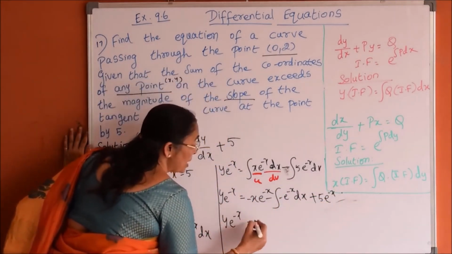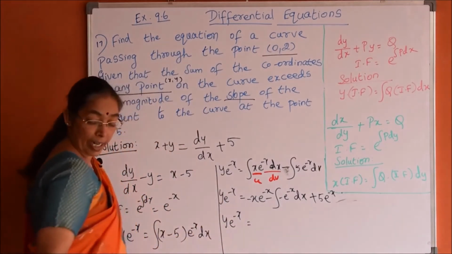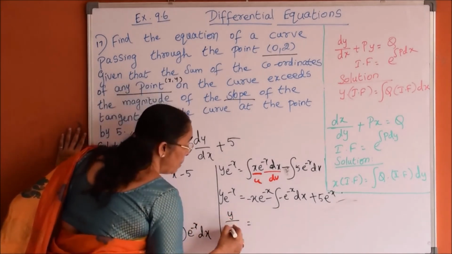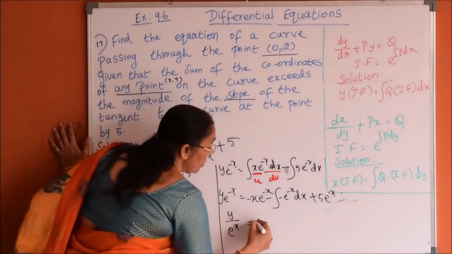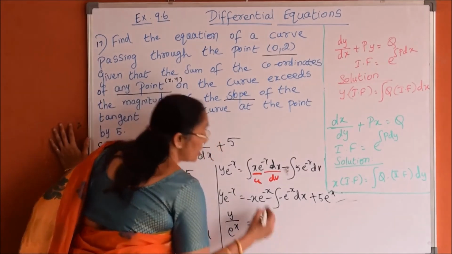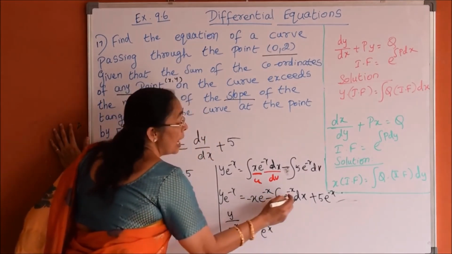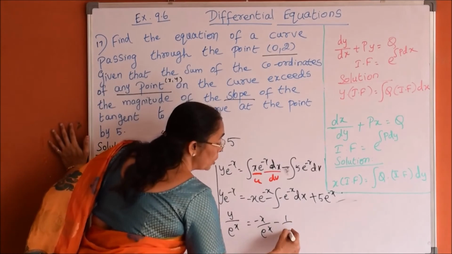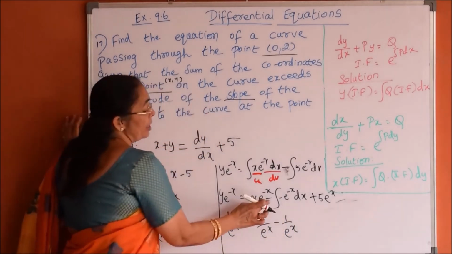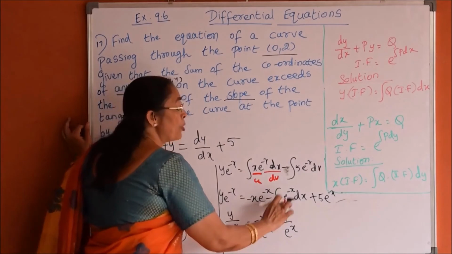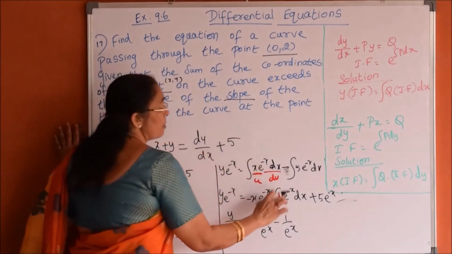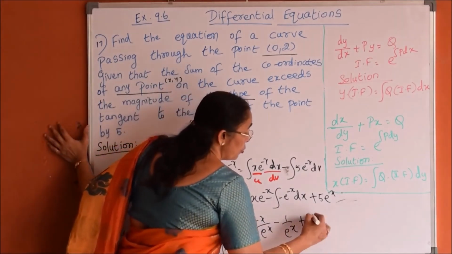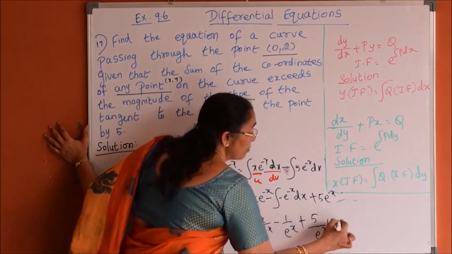y e power minus x is equal to, everywhere we can write e power minus x as 1 by e power x. So, y divided by e power x is equal to minus x divided by e power x. Now, minus into minus is plus, and again the integration of e power minus x is minus e power minus x. So, this is overall minus 1 by e power x plus 5 by e power x. Now, let us add c.